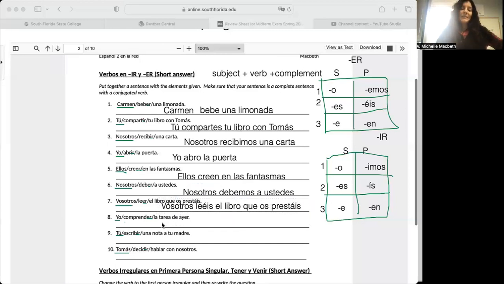Okay, what is the subject? Yo. What is the verb? What is the yo form of comprender? Comprendo. ¿No? La tarea de ayer. ¿No? What is the subject? Tú. What is the verb? Escribir. That's the root. So what is the tú form of escribir? It's going to be escribes. ¿No?